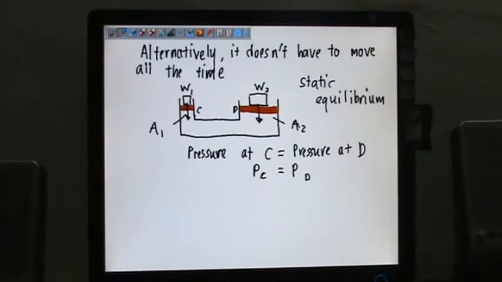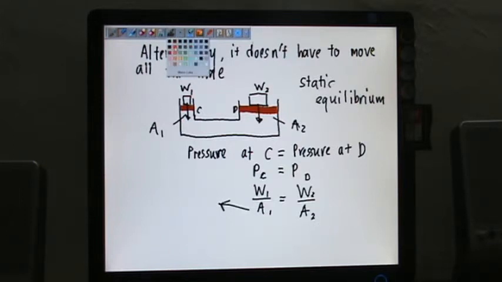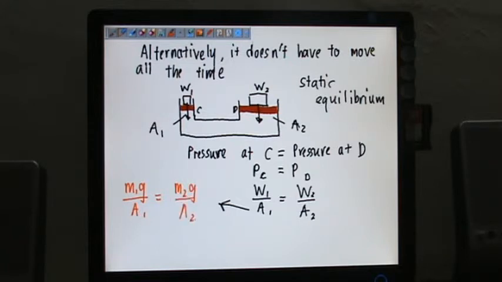So what we have is W1 over A1 equals to W2 over A2. I'm going to use a different color. The W1 is M1G over A1, and then W2 is M2G over A2. So this one we can cut off the G quite easily. So we can have another conclusion, which is M1 over A1 equals to M2 over A2.